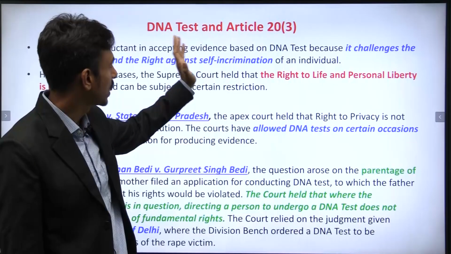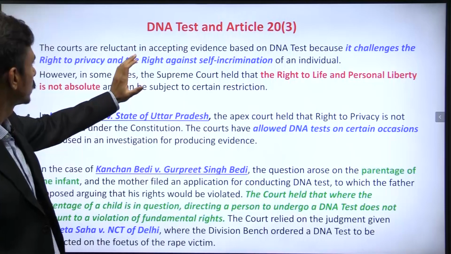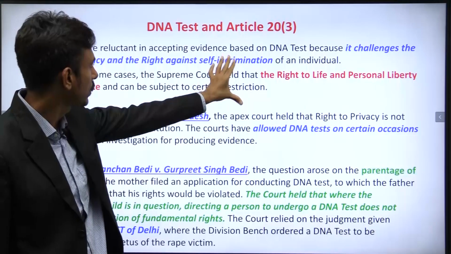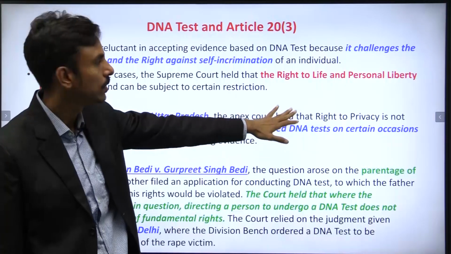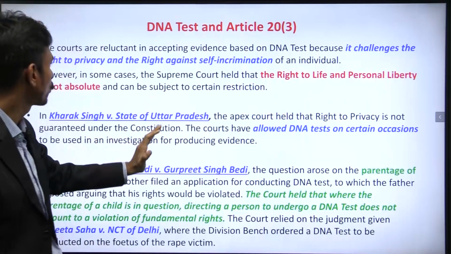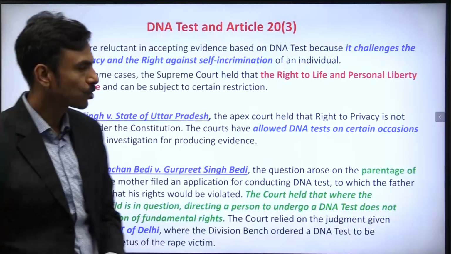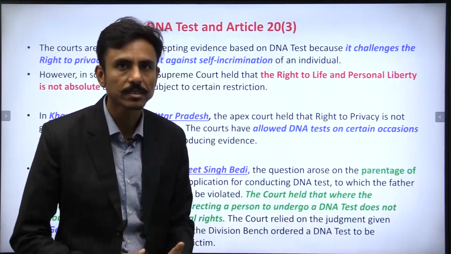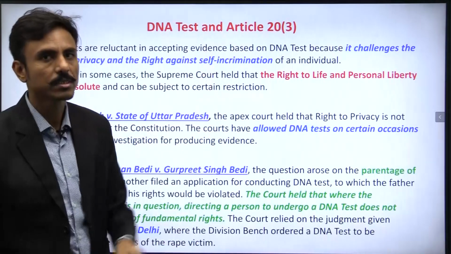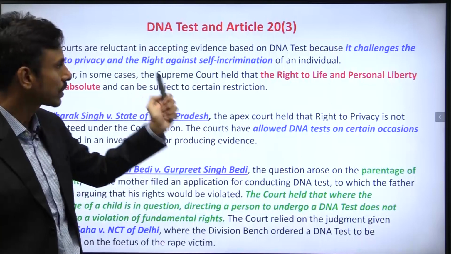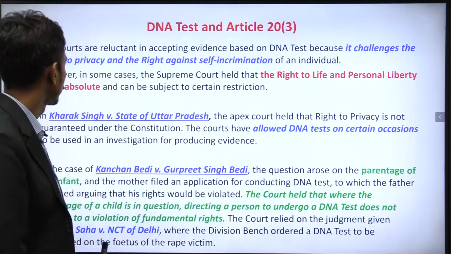Let us discuss DNA tests and Article 20 clause 3. Guys, the courts are reluctant in accepting evidence based on DNA tests, right? Because it challenges the right to privacy and the right against self-incrimination. So the court believed that DNA tests actually challenge the right to privacy and the right against self-incrimination of an individual, right?